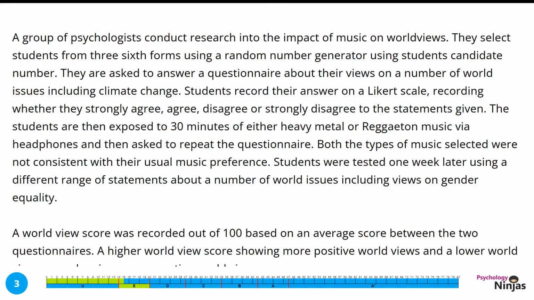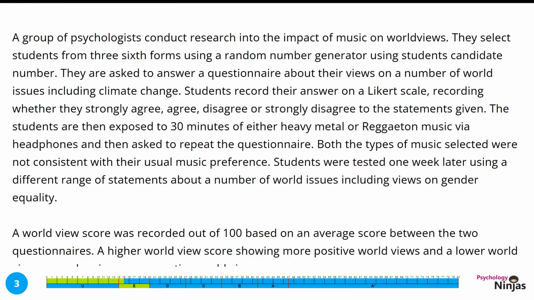A group of psychologists conduct research into the impact of music on worldviews. They select students from 3 sixth forms using a random number generator using students' candidate numbers. They are asked to answer a questionnaire about their views on a number of world issues, including climate change. Students record their answer on a Likert scale, recording whether they strongly agree, disagree, or strongly disagree to the statements given.